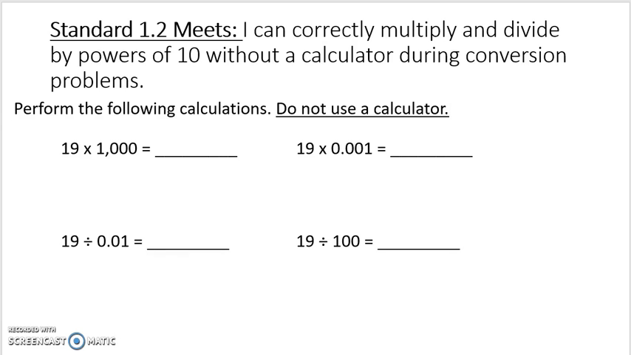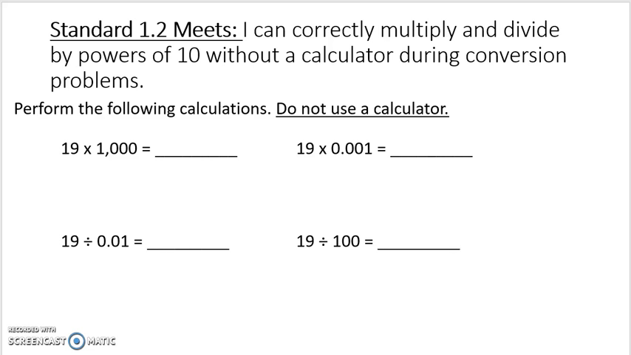Standard 1.2 meets I can correctly multiply and divide by powers of 10 without a calculator during conversion problems. So perform the following calculations and do not use a calculator. You would need to do this during a conversion problem, but what we're going to do is just give you a couple opportunities here to see what multiplying and dividing by numbers greater or larger than 1 will do to you. So let's start with this very first one here.